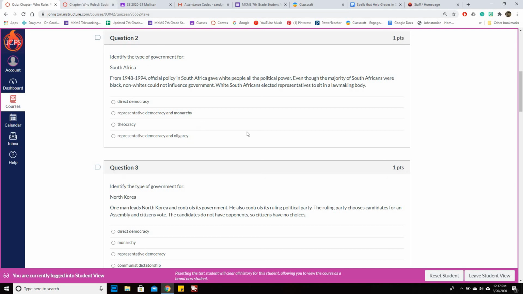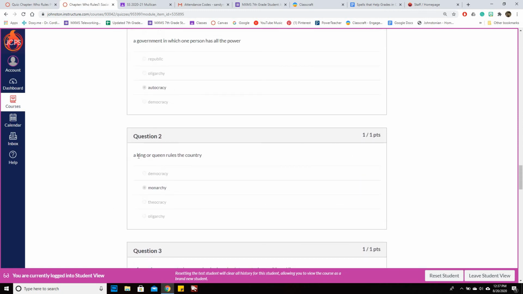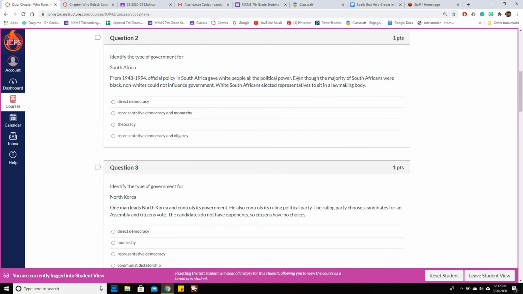Which one fits better? So if I go back here and I look for those, monarchy says a king or queen. So it did not mention king or queen in here. So that by default puts us with this. It can't be this, it can't be this. If you're looking at oligarchy, it's a small group. And considering that the white population was the minority in South Africa, we would say, yeah, that's a smaller group. So representative democracy and oligarchy.